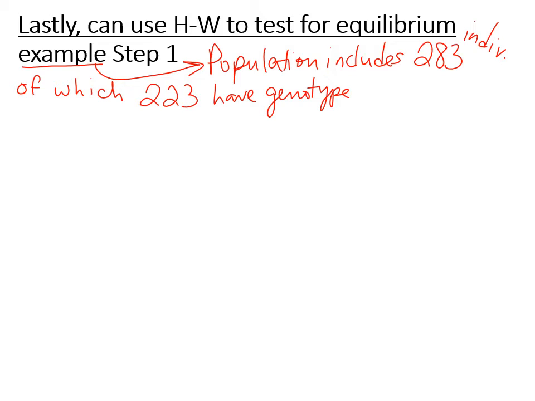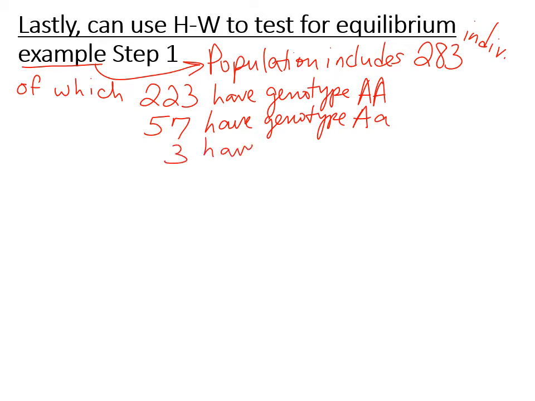I'm going to go back to the capital and lowercase because I think students get a little confused with 1 and delta 32 sometimes. So have genotype capital A, capital A. 57 have genotype capital A lowercase a, so they're heterozygous, and 3 have genotype lowercase a, lowercase a. Okay, so remember you need to have 3 genotypes. You have your homozygous dominant, your heterozygous, and your homozygous recessive.